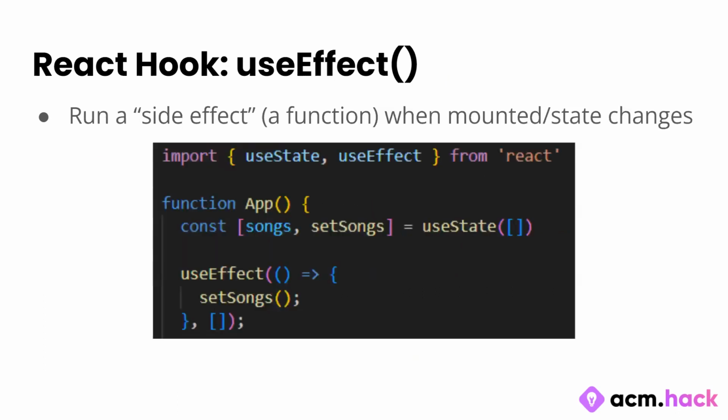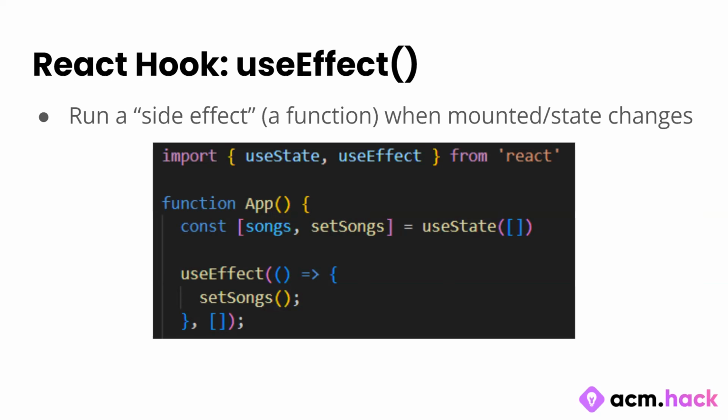Okay, awesome. So then the other hook that we're going to need is use effect. This allows you to run a side effect, which is essentially just a function, whenever the component is first mounted or a variable changes. So I have a bit of code here that is more or less the general idea for what we want for our app.